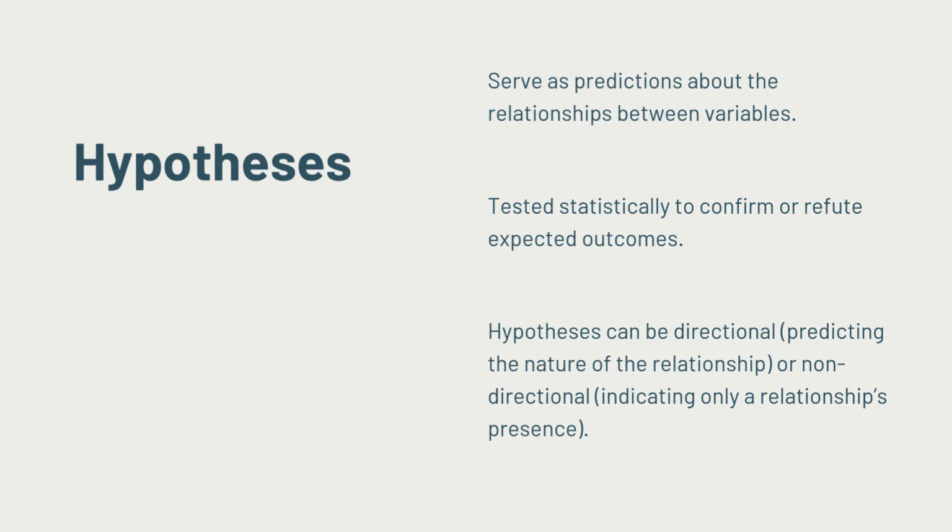Now, once we have hypotheses, we test them statistically, and this allows us to confirm or refute our predictions. For example, if we conduct a study on social media time and academic performance and find that more time on social media indeed correlates with lower grades, we now have evidence to support our hypothesis. On the other hand, if the data does not show a significant connection, then our hypothesis is not supported.